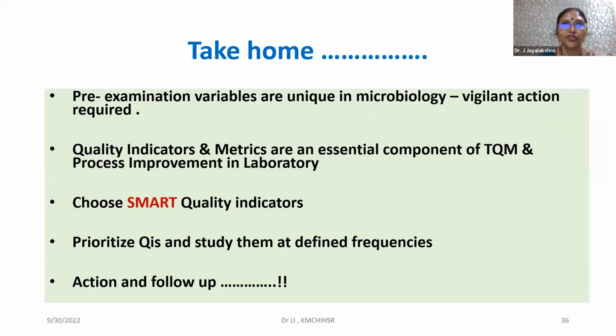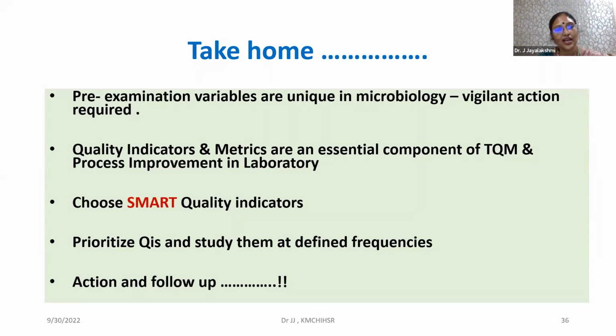So these are your take homes for today. Pre-examination variables are very unique to microbiology. We need to have vigilant action, and we need to have people very well trained. We have to anticipate these things could go wrong. Okay, so anything can grow anywhere. Your fungi can grow in any of your cultures. So how do you know it's coming from the sample or otherwise from the environment? So you need to look for that also. So you need to be very watchful of what is happening and look at it. So you need to understand your entire lab process and systematically work on each one of them and see how you can address each of these variables.